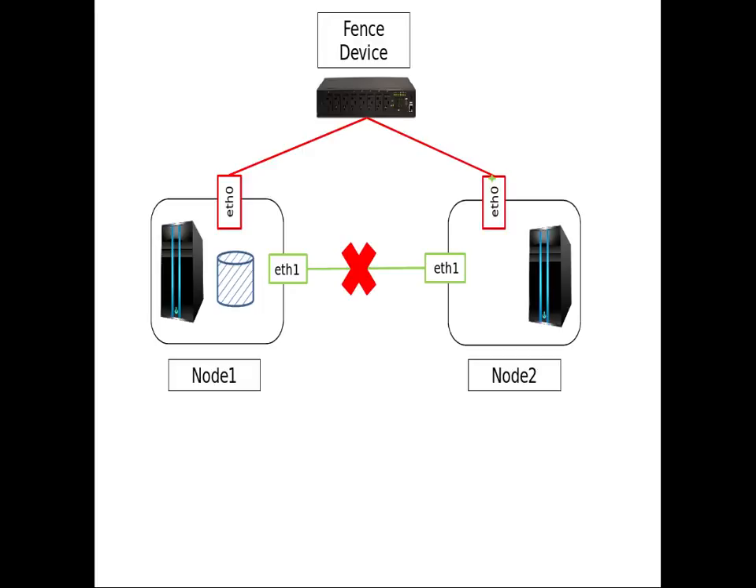So it will send a command to the fence device, hey, could you please go ahead and reboot Node 1, and the fence device will reboot Node 1 by doing a power recycle. Once it's done, Node 2 can take the resources of Node 1. This is the safest way, and that's why we need a fence device in the cluster to make sure that there isn't any data corruption.